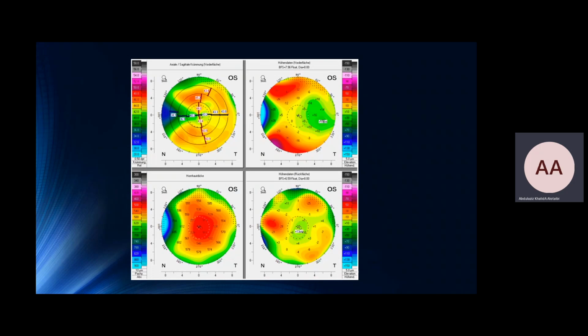Good. Good. And this is one of the indications of pterygium surgery. If you have a patient with even a small pterygium, but it's inducing astigmatism, very visual, it's one of the indications.